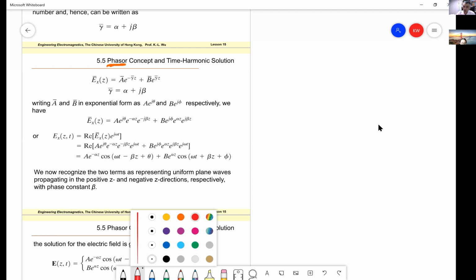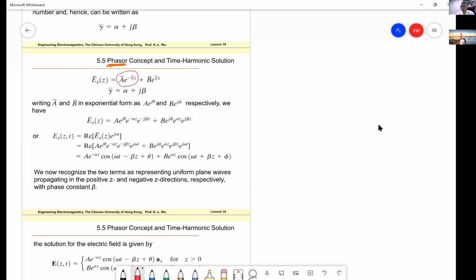Then we have two solutions. One corresponds to the wave propagating in the positive z direction, and another solution corresponds to the wave propagating in the minus z direction, right? And we also introduced a wave number gamma. We know gamma is a phasor variable, and we put a bar to emphasize this is a phasor, but sometimes you can omit the bar, so that we know this is a complex number.